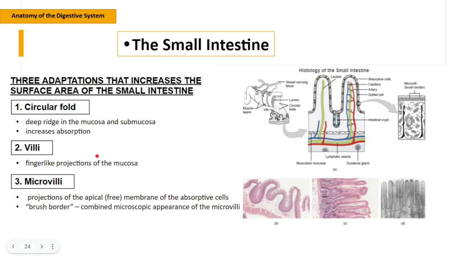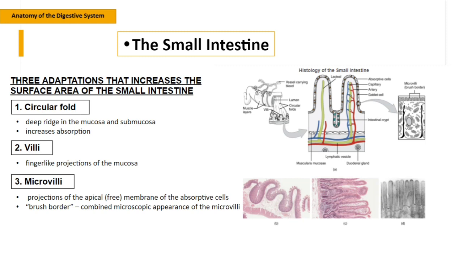Then, our small intestine actually has these adaptations that increase the surface area of the small intestine so that it may be able to function more properly. So, these adaptations are number one, circular fold, which is a deep ridge in the mucosa and then the submucosa layer. And the circular fold aids in increasing the absorption process that happens inside the small intestine.